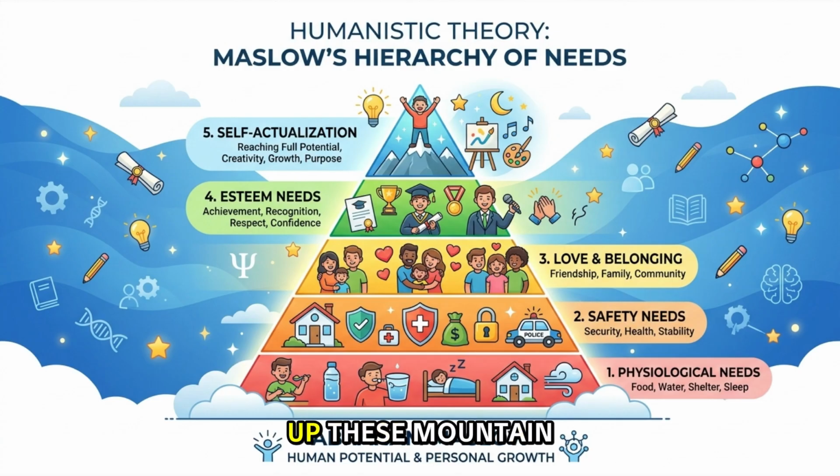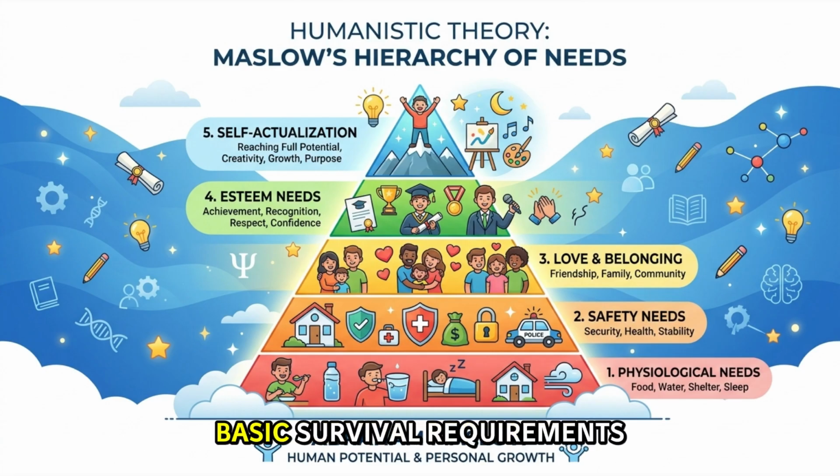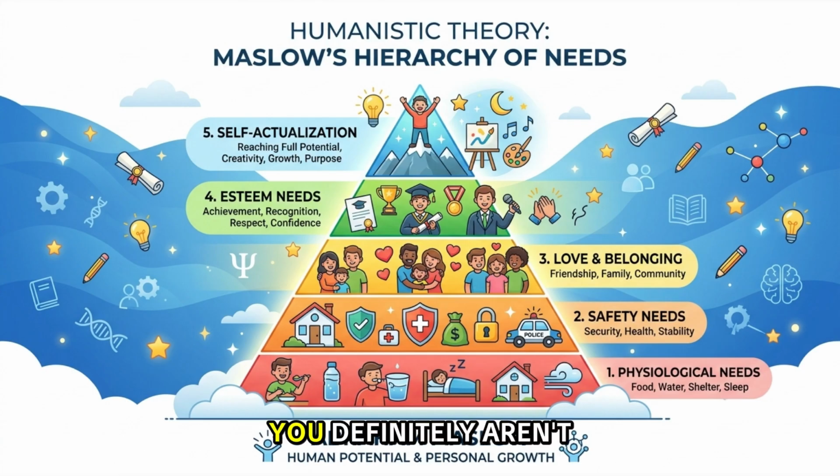Let's rapidly walk up these mountain steps together. At the very bottom, we have our physiological needs. These are your basic survival requirements, food and sleep. Look, if you are starving or exhausted, you definitely aren't thinking about personal growth. Once those are met, you climb to safety needs, physical and financial security. Next up is love and belonging, which is that deep human connection we all crave. Only when you feel secure and loved can you truly tackle the next tier, esteem. That's where we seek achievement, respect, and confidence. And finally, if all of those lower needs are solidly met, you can reach the summit, self-actualization.